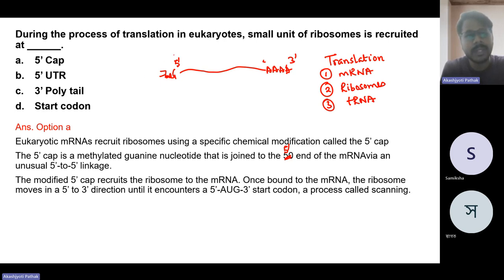If you look at the initiation of translation in prokaryotes and eukaryotes, it is a little bit different. The ribosomes in eukaryotes are recruited at the 5' cap. Once bound to the mRNA, the ribosome moves in a 5' to 3' direction until it encounters the 5' AUG 3' start codon. This process is called scanning. Okay.